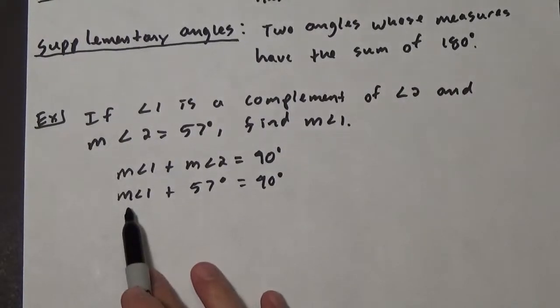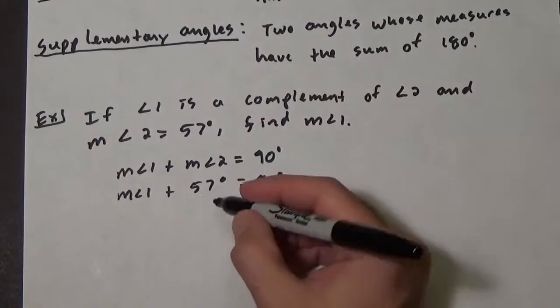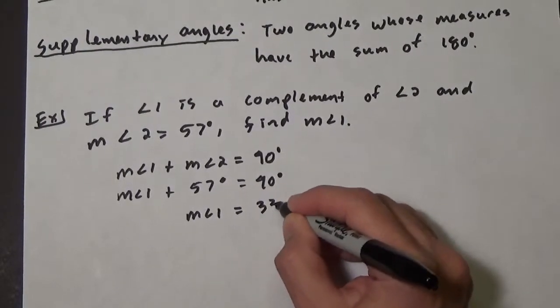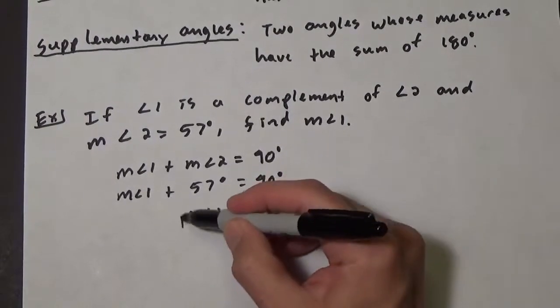We can then solve for the measure of angle 1 by subtracting 57 from both sides. So the measure of angle 1 equals 33 degrees. And this would be our answer.